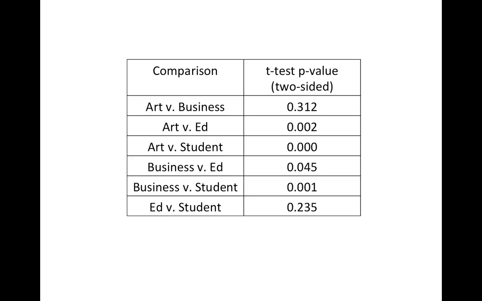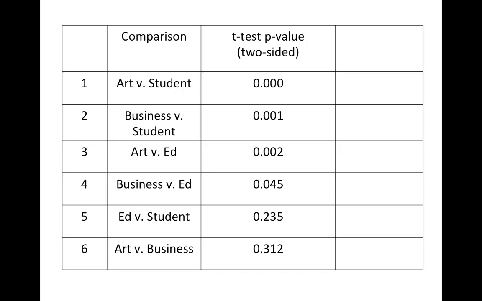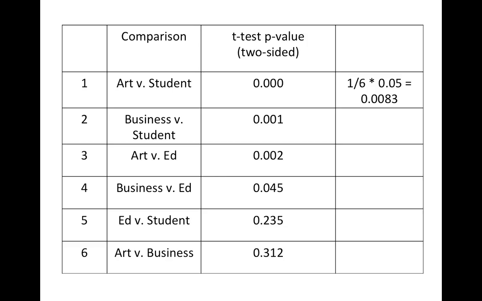So again, here are our paired comparisons that we've been doing and the p-values that came from the original t-tests. Now I've ranked them, so the only difference here is we're going from the smallest p-value to the largest p-value. And now we're going to walk through the Benjamini-Hochberg method, which is the most common, the most famous method, the first method for dealing with false discovery rate.